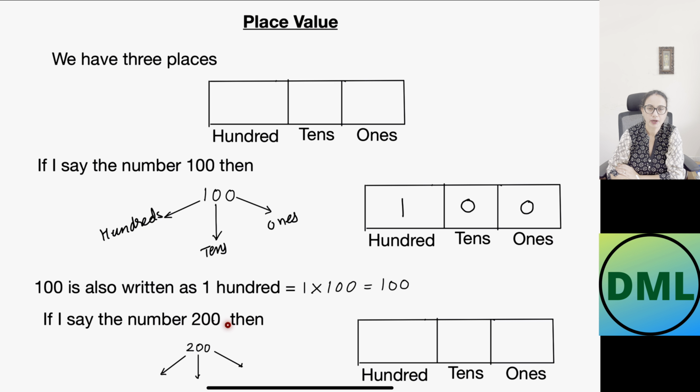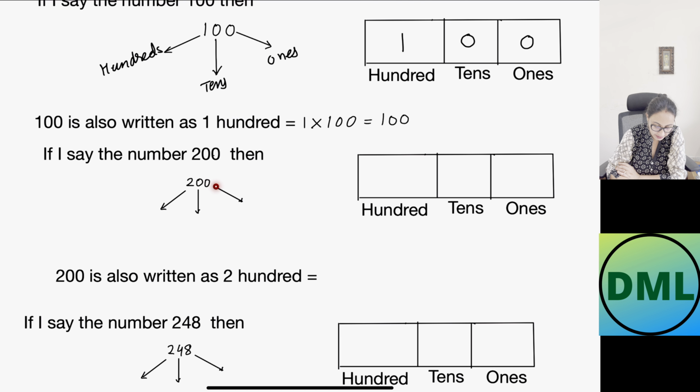If we say the number 200, then this 0 is at ones place. Let's write down here. This 0 is at tens place. This 2 is at hundreds place. Let's put the values here. Ones place is 0. Tens place is 0. Hundreds place is 2. 200 is also written as 2 hundreds. 1 hundred means 100. If I multiply 2 by 100, my answer will be 200 only.